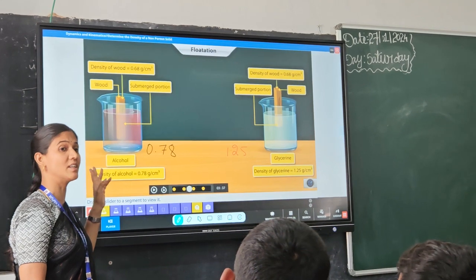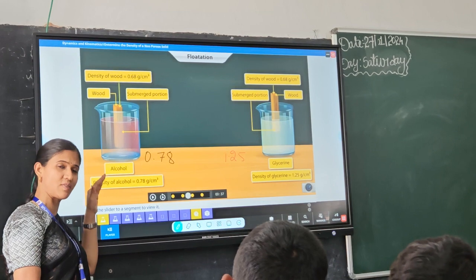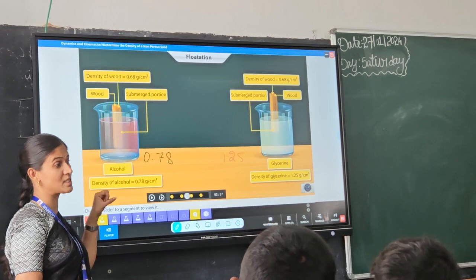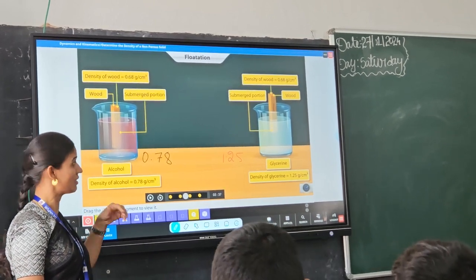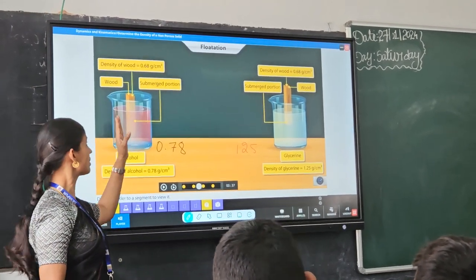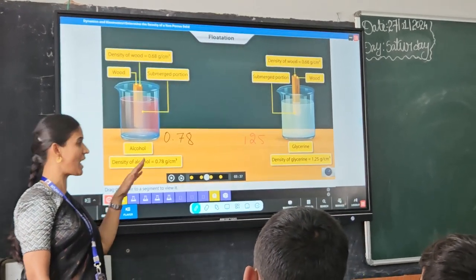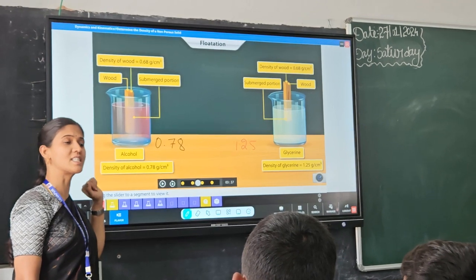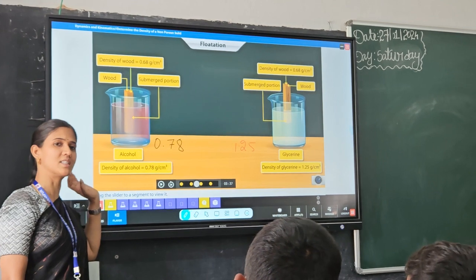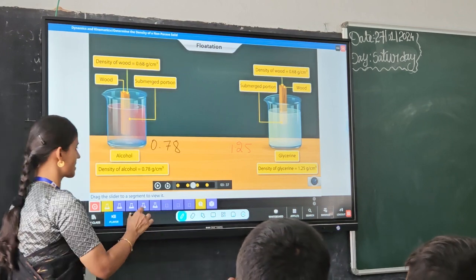So what is the other point you have to make here? If the density of the liquid is decreasing, then what happens to the objects? They submerge more into that liquid. See here 1.25, here 0.5. Decreased, no. So the wood submerges more. If I take another liquid whose density is 0.5, then what happens? Understood? Submerge. So that is the relation between sinking and density of the liquids. Okay, children.